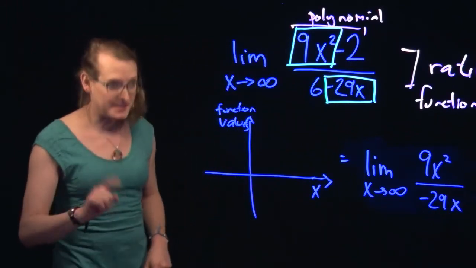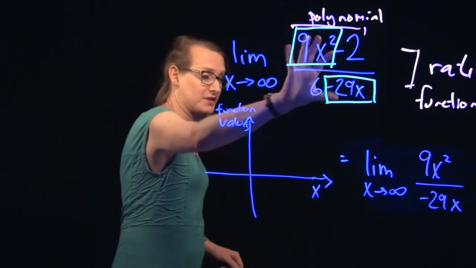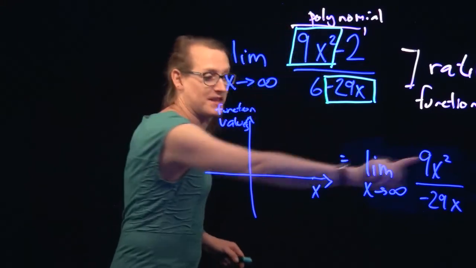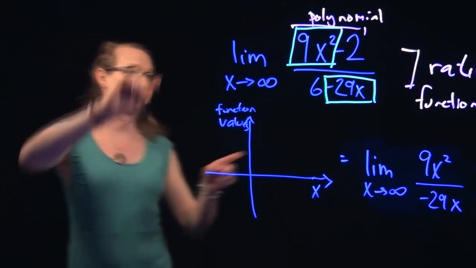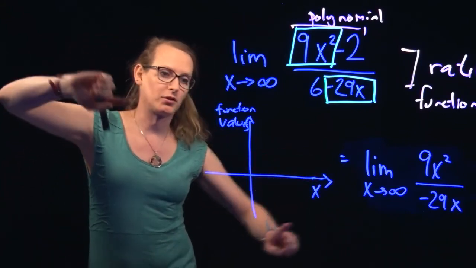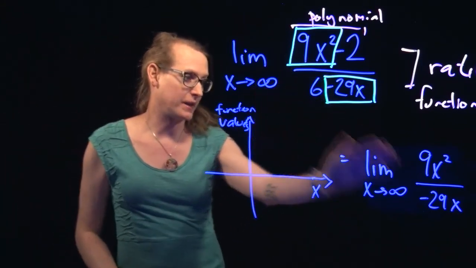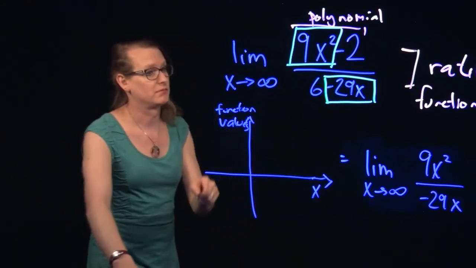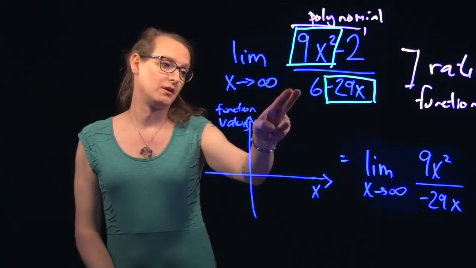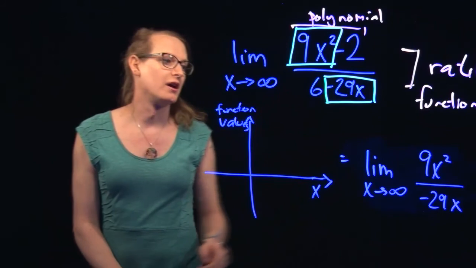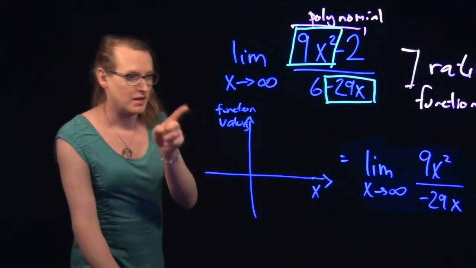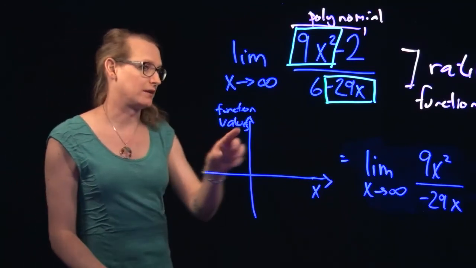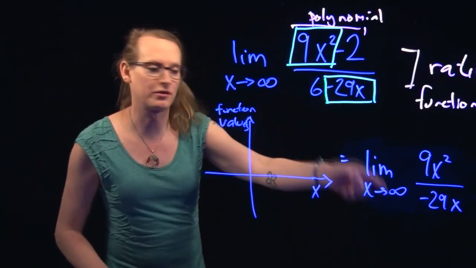What I'm not saying is that this function as an entire entity is the same as this function as an entity. I'm not claiming that. I'm claiming that their limits are the same. If you were to look at the picture for this one and the picture for this one, and you should do that, you should plot these functions on your calculator, you should see that near infinity, out there toward the right-hand side of your screen, these two things tend toward the same value.